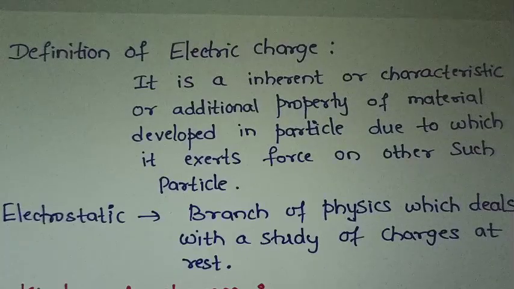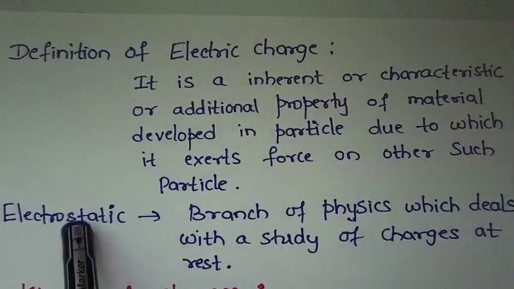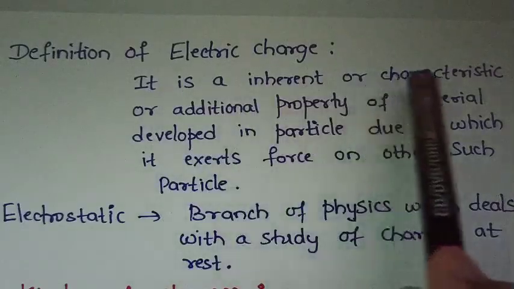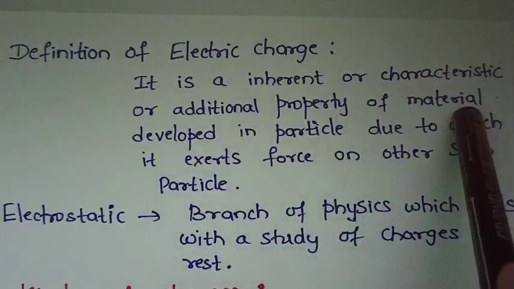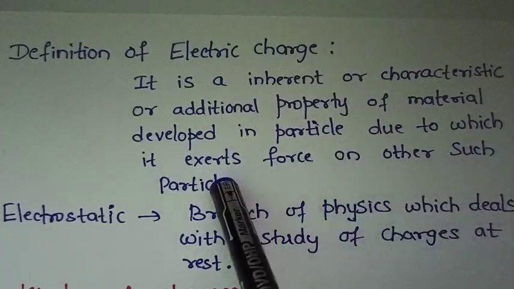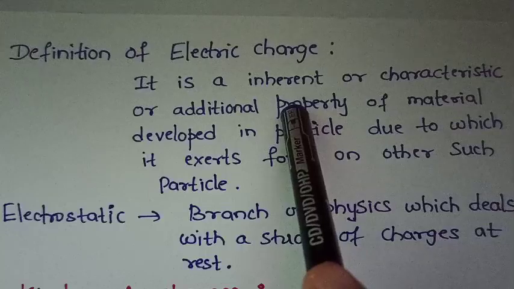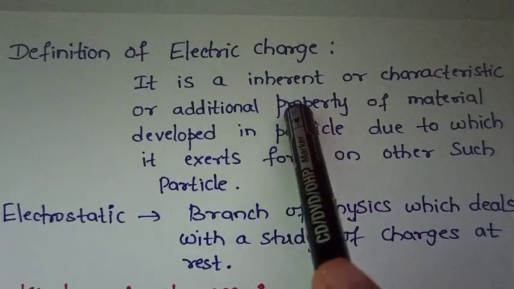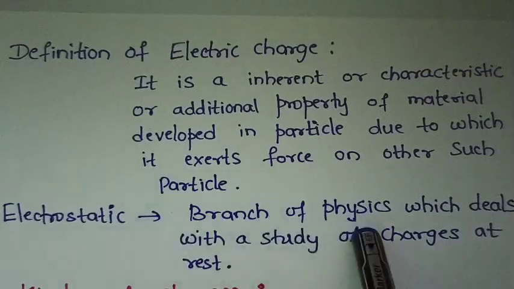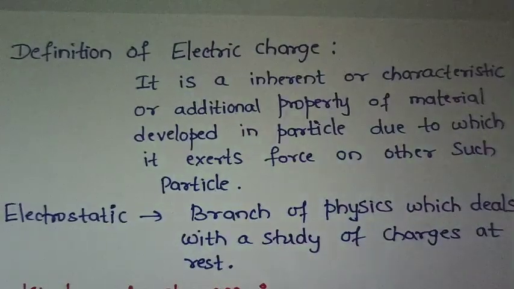I'm your physics lecturer. In the previous video, we studied the definition of electric charges and electrostatics. Electric charge is an inherent or characteristic additional property of material developed in a particle, due to which it exerts force on other such particles. The word additional property indicates that along with gravitational force there exists an electrostatic force. Electrostatics is a branch of physics which deals with the study of charges at rest.